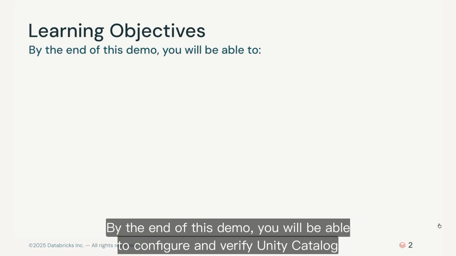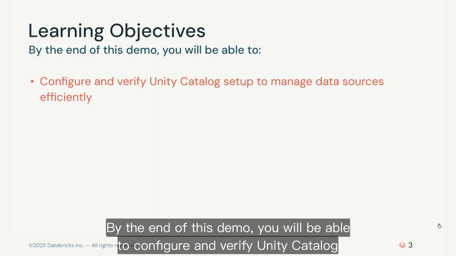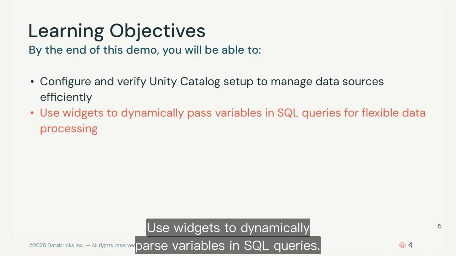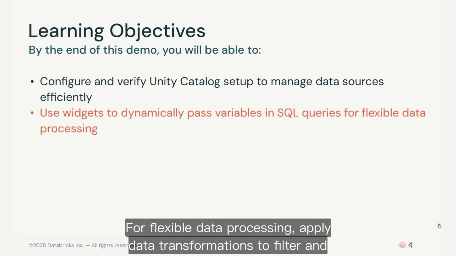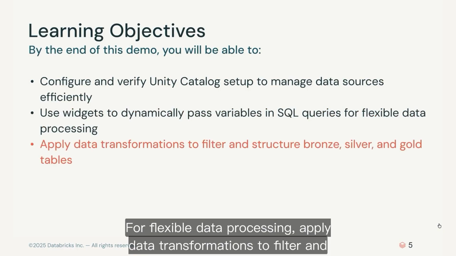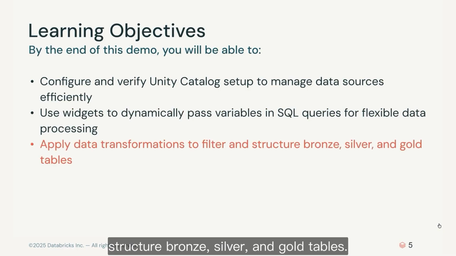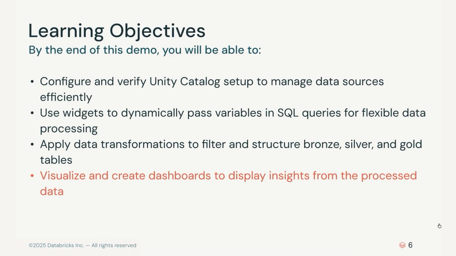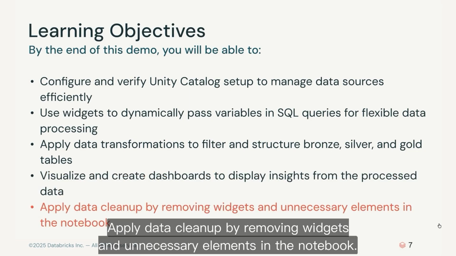By the end of this demo, you will be able to configure and verify Unity Catalog setup to manage data sources efficiently. Use widgets to dynamically pass variables in SQL queries for flexible data processing. Apply data transformations to filter and structure bronze, silver, and gold tables. Visualize and create dashboards to display insights from the processed data. Apply data cleanup by removing widgets and unnecessary elements in the notebook.